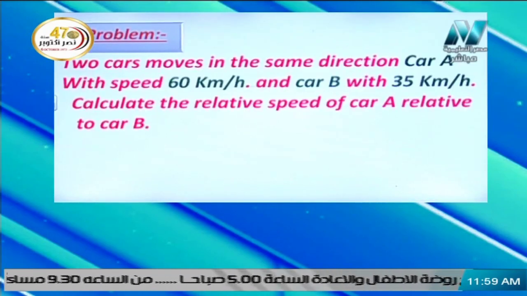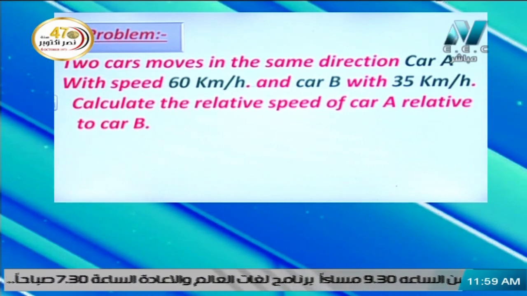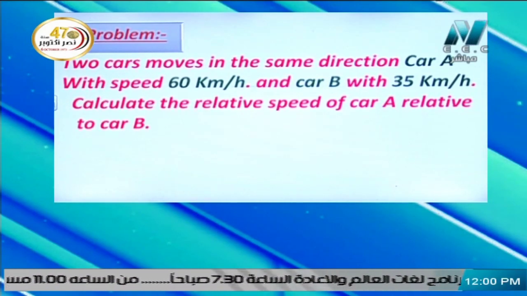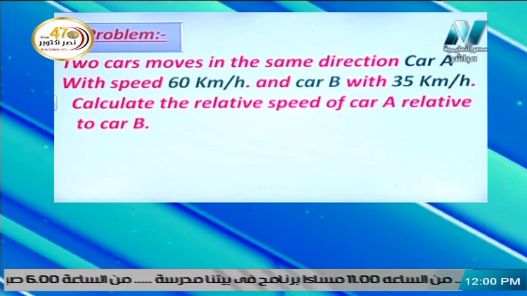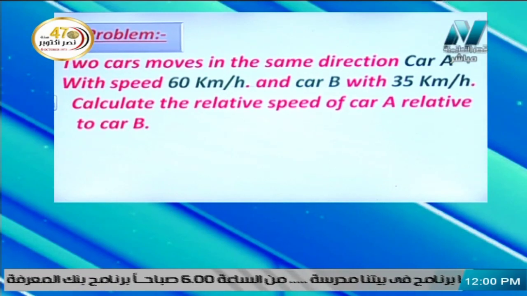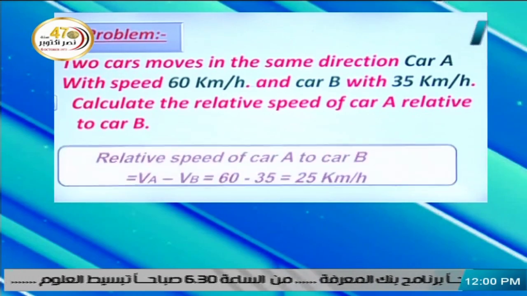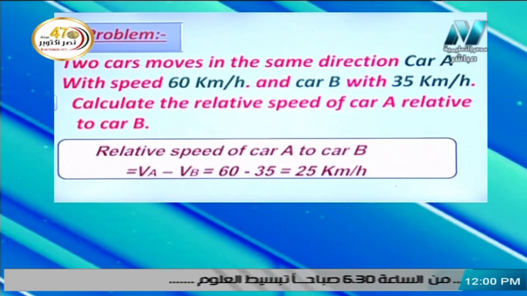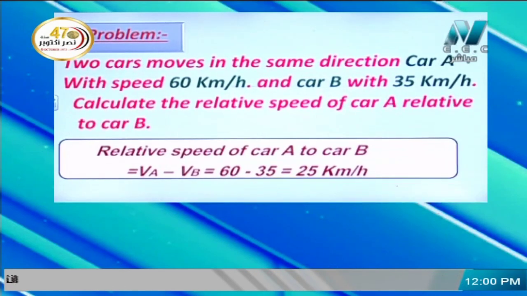For example here, the problem, as you can see: two cars, car A 60 km per hour, car B 35 km per hour, in the same direction. The question says in the same direction. Calculate the relative speed of car A relative to car B. So VA minus VB, so 60 minus 35 equal 25 kilometer per hour.